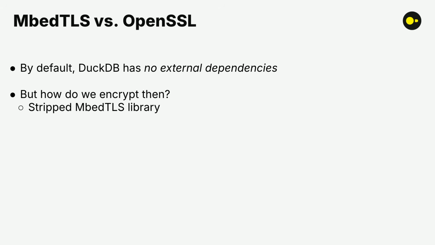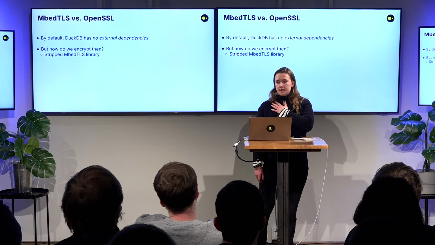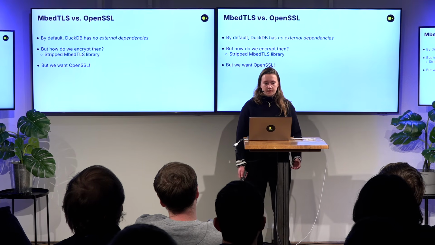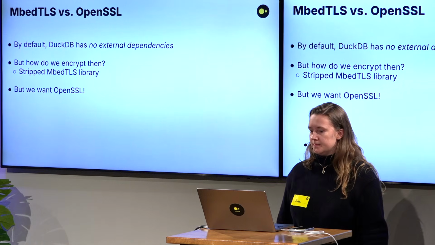So for the first implementation of encryption that we had, with Parquet encryption, we decided to use a library called embed-TLS, and we stripped that library and put it in DuckDB core. But the problem with embed-TLS is that it relies on only pure computations internally, so it doesn't leverage any hardware instructions. And as a result, this was pretty slow. So we really want OpenSSL.